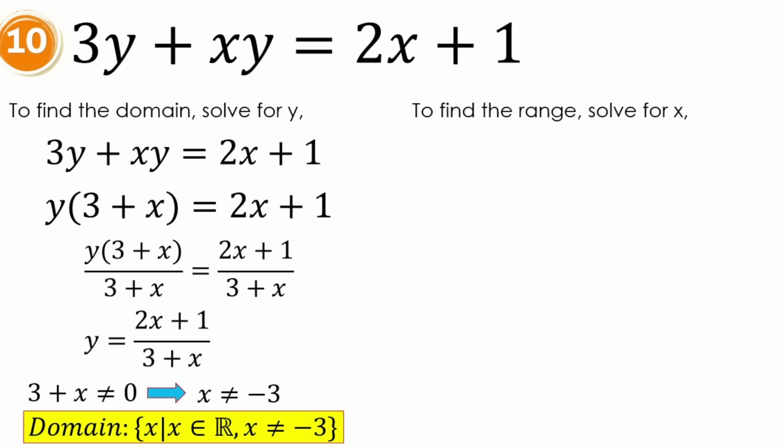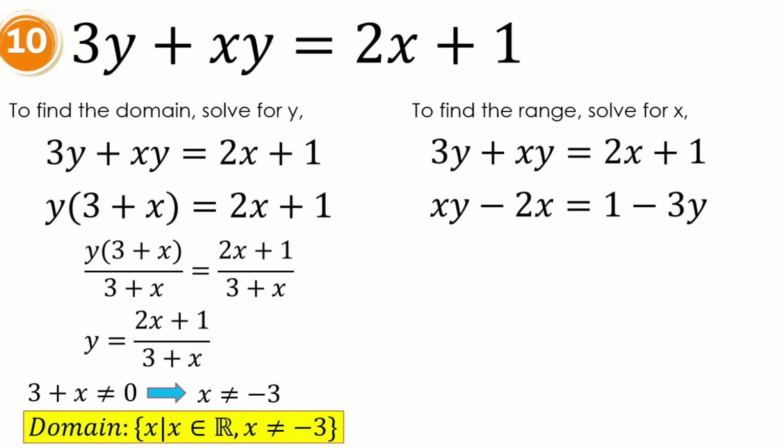To find the range, solve for x. So, 3y plus xy is equal to 2x plus 1. So, x ang hinahanap. Pwede pa ba ang dalawa pagsamahin? Hindi. So, dapat yung parehas na may x ang magkasama. So, anong gagawin natin? Lipat natin si 2x sa kabila. Si 3y, ilipat din natin sa kabila. So, magiging ano yan? xy minus 2x is equal to 1 minus 3y.